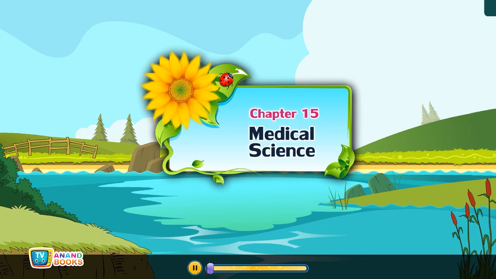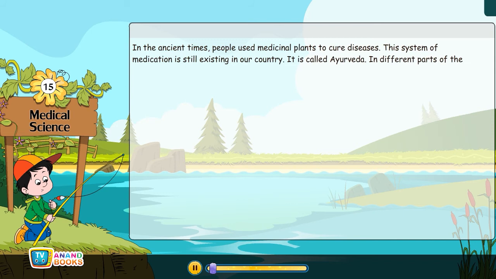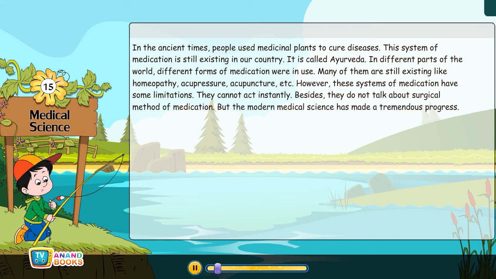Chapter 15. Medical Science. In the ancient times, people used medicinal plants to cure diseases. This system of medication is still existing in our country. It is called Ayurveda. In different parts of the world, different forms of medication were in use. Many of them are still existing, like homeopathy, acupressure, acupuncture, etc. However, these systems of medication have some limitations. They cannot act instantly. Besides, they do not talk about surgical method of medication.